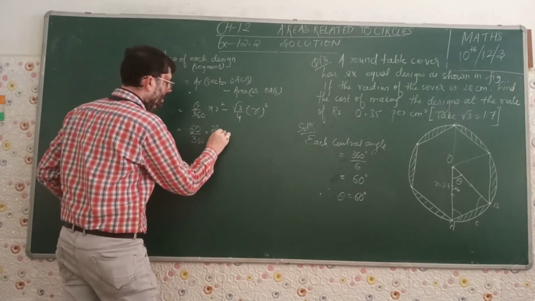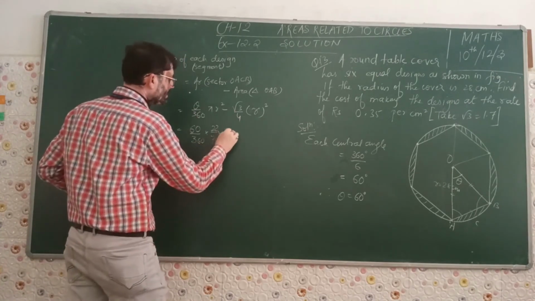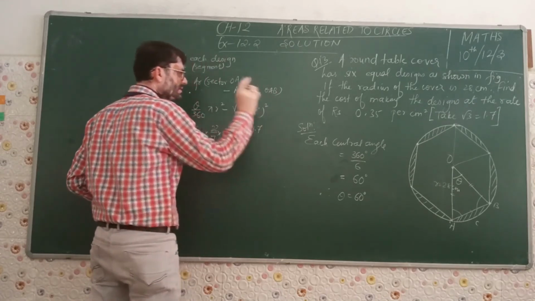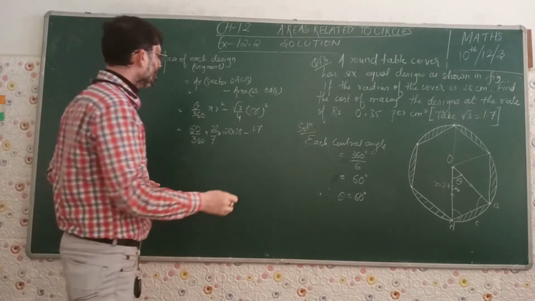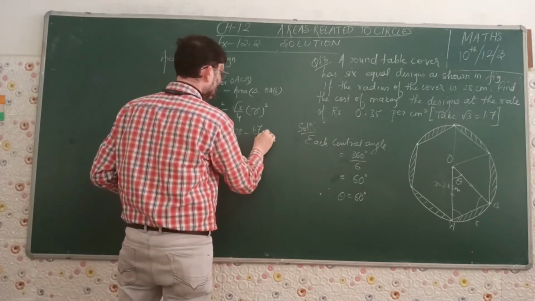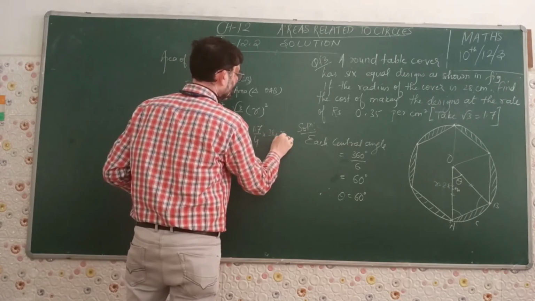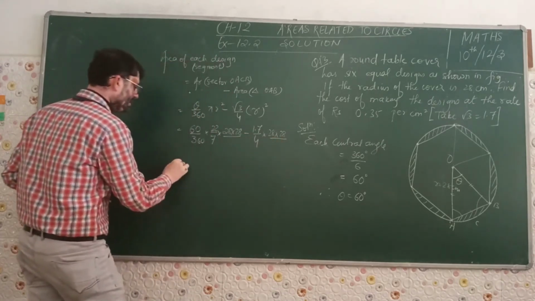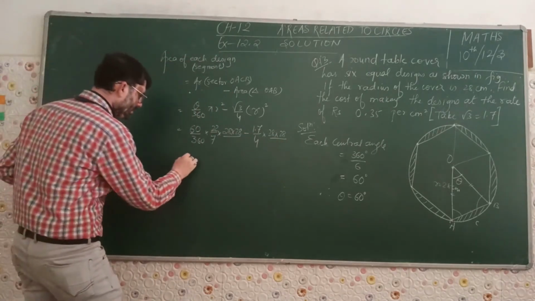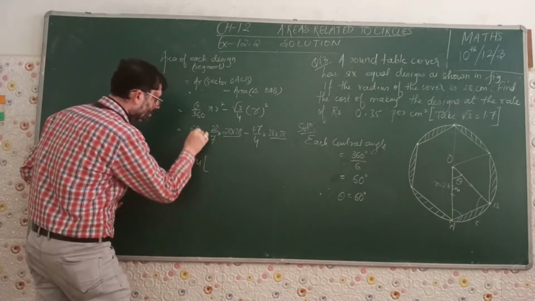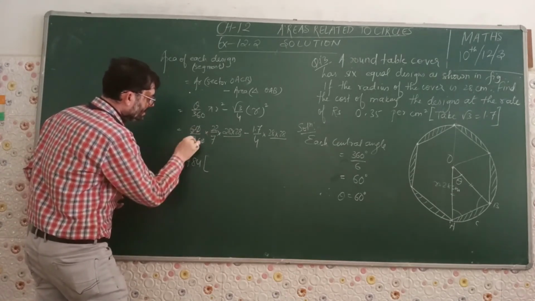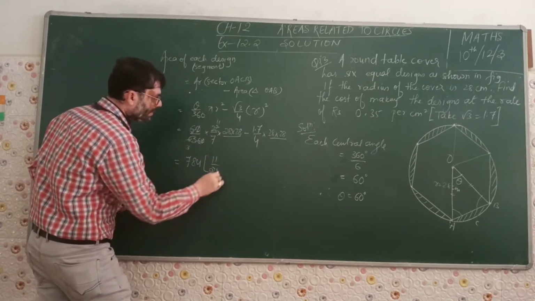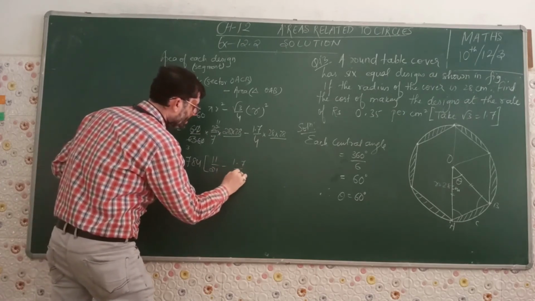We can take pi as 22 by 7, and r square, radius square, that is 28 into 28, minus root 3 by 4 into r square, again 28 into 28. It's mentioned in the question we have to take root 3 as 1.7. Let us simplify it. We can take out 28 into 28, that is 784. This cancels: 6, then 3. This is 11 by 21 minus 1.7 by 4.